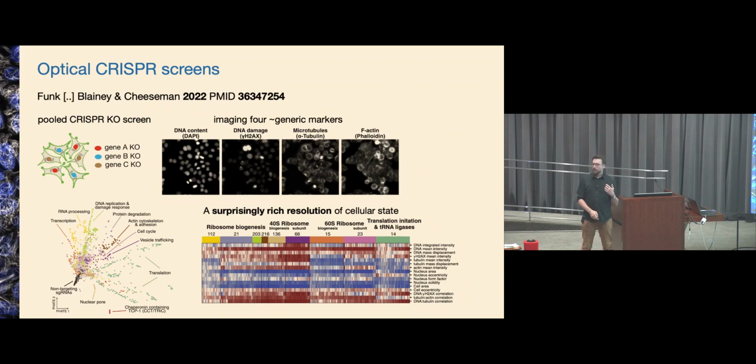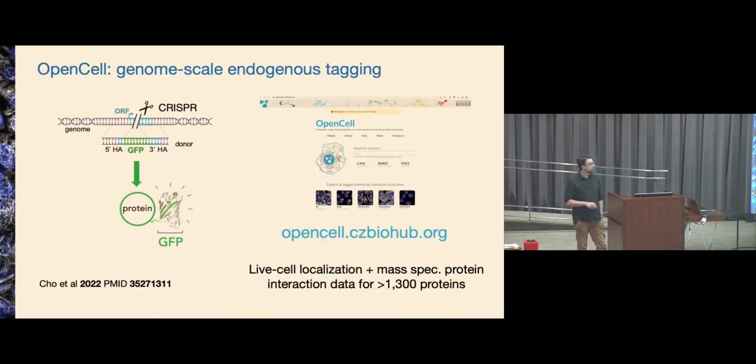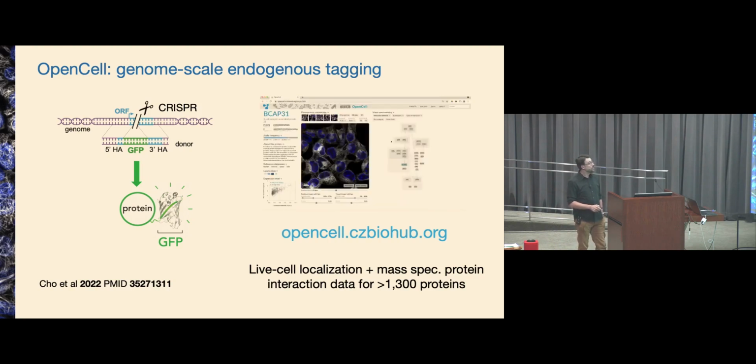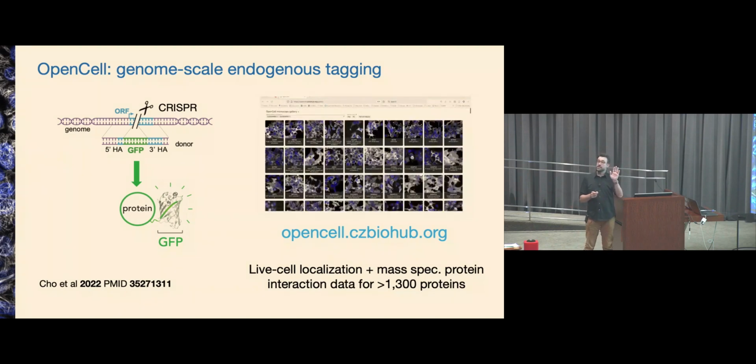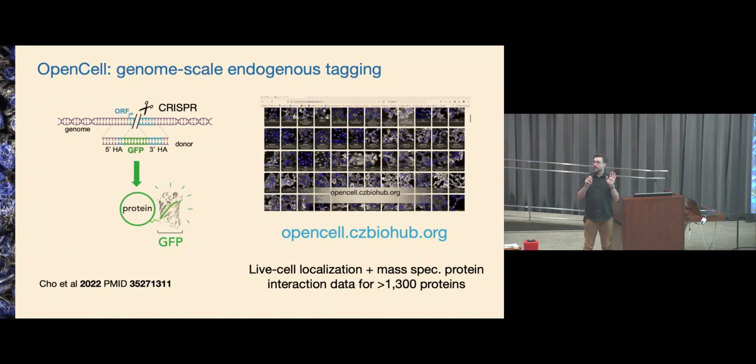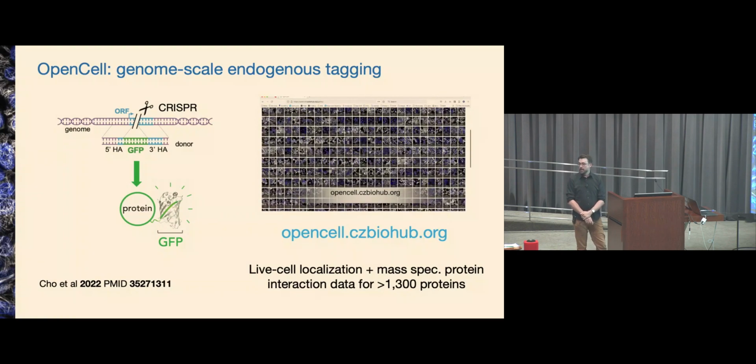Another example driven from our work was analysis that we've done from a data set that we produced a couple of years back called OpenCell that you might be familiar with, where essentially we were using CRISPR to build a GFP tag library in human cells. And you can check our data set online. We have data for over 1,300 proteins in human cells, and this was all live cell confocal microscopy imaging and mass spec protein-protein interaction data.